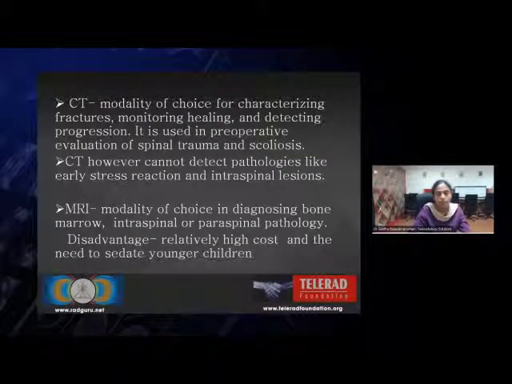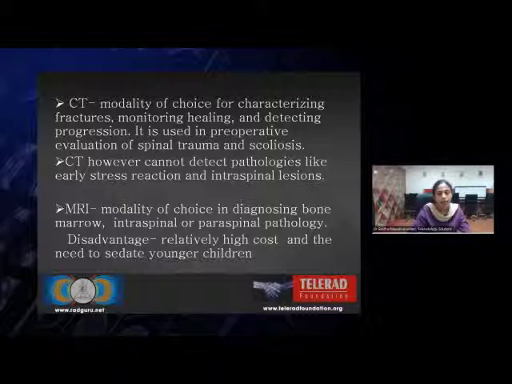CT is the modality of choice for characterizing fractures, monitoring healing, and detecting progression. It can be used for preoperative evaluation of spinal trauma and scoliosis. However, it cannot detect pathologies like early stress fractures and intraspinal lesions.